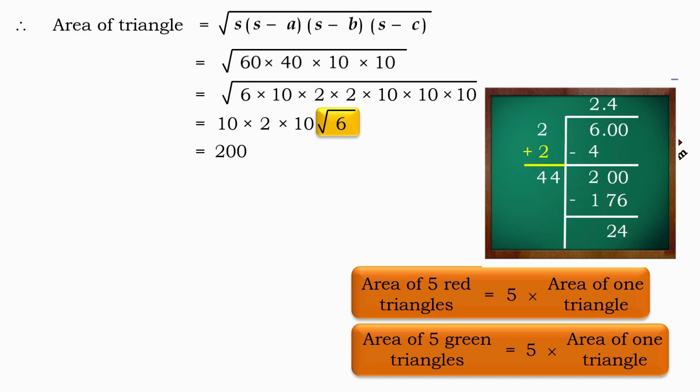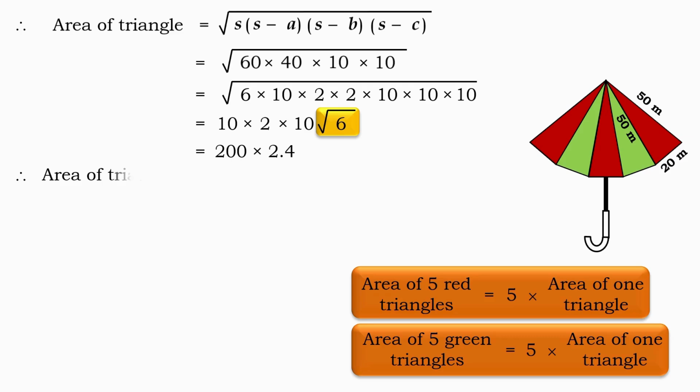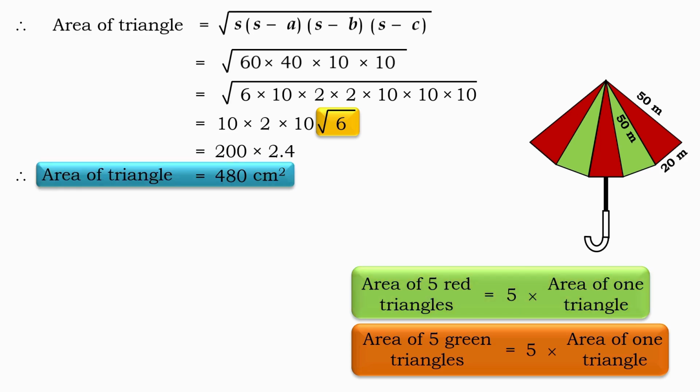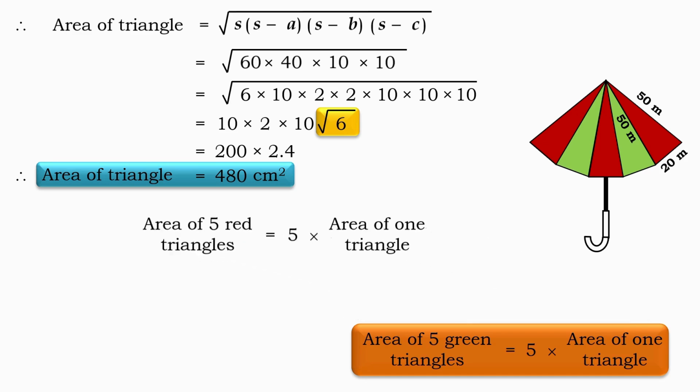So we do not need to check what the remainder is, because we have only one digit after the decimal point. So 2.4 is the approximate value of root 6. So the area of the triangle is 200 into 2.4, which is 480 centimeters square. That is one triangle's area, right? Now we need to find the area of 5 triangles.